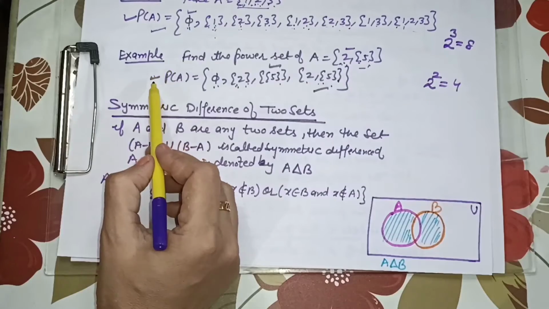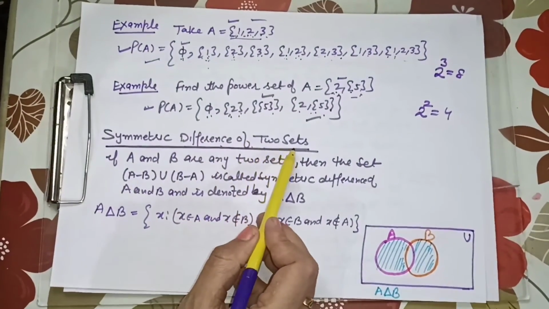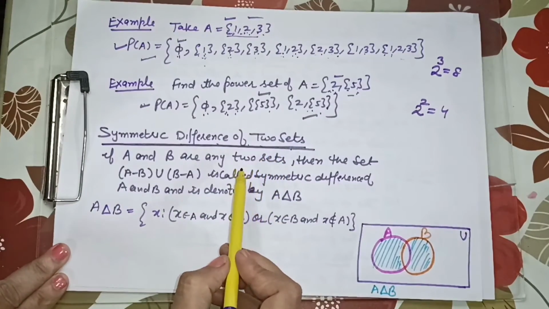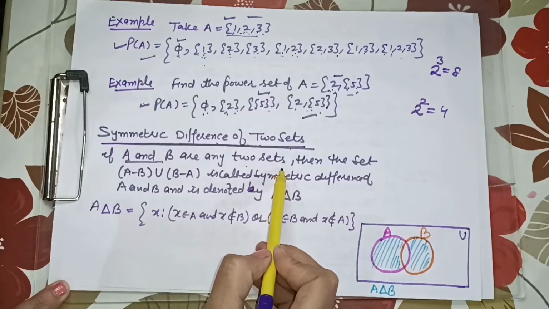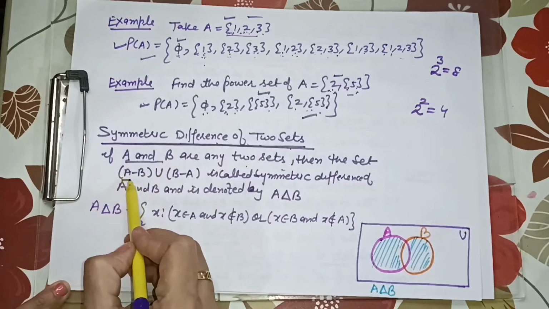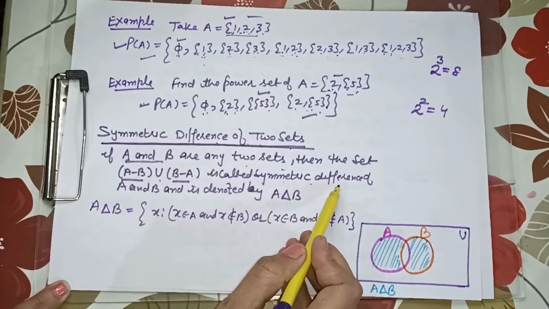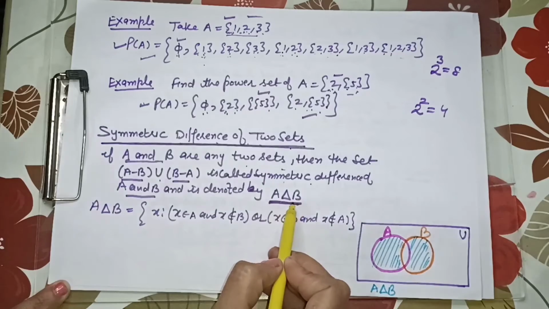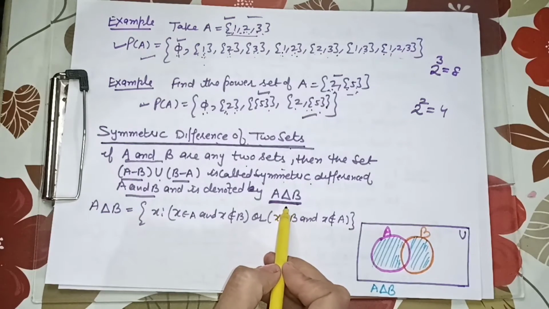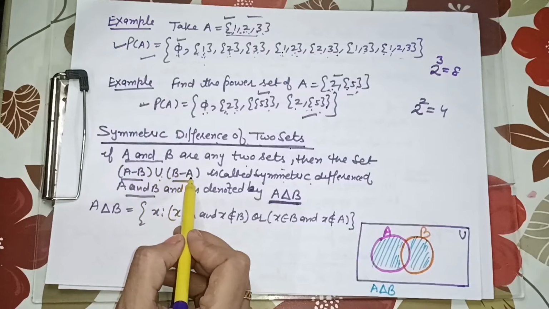So this is the illustration of power set. Now I will explain another definition, that is symmetric difference of two sets. How do we take the symmetric difference? If A and B are any two sets, then the set A difference B union B difference A is called the symmetric difference of A and B, and it is denoted by this symbol. That means A symmetric difference B is equal to A difference B union B difference A.